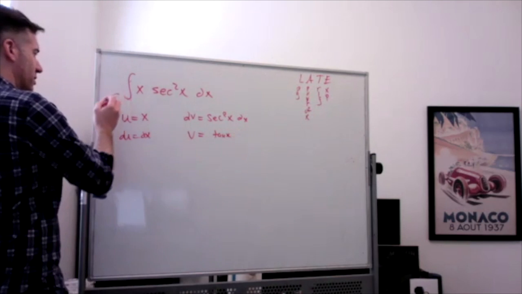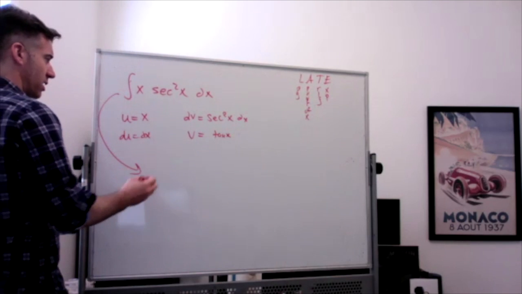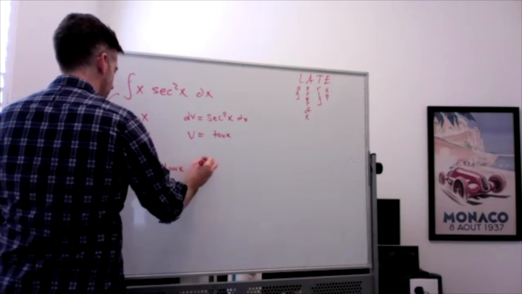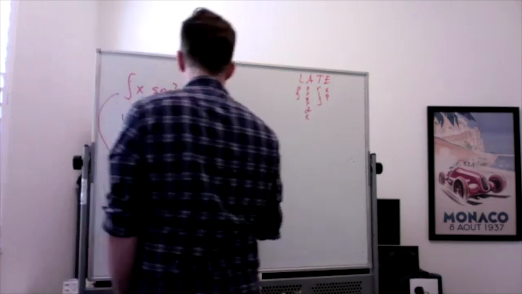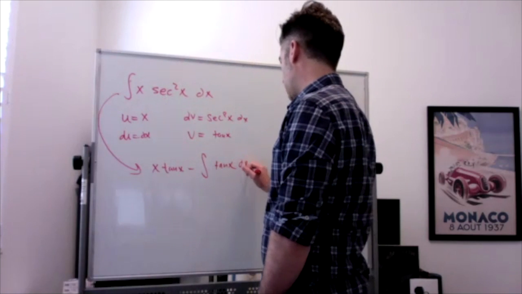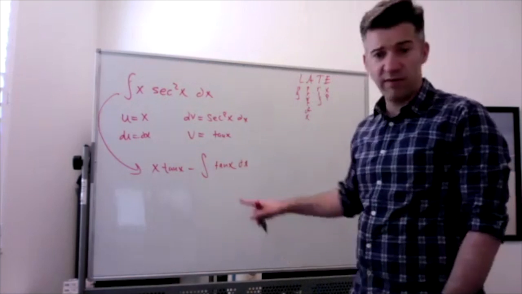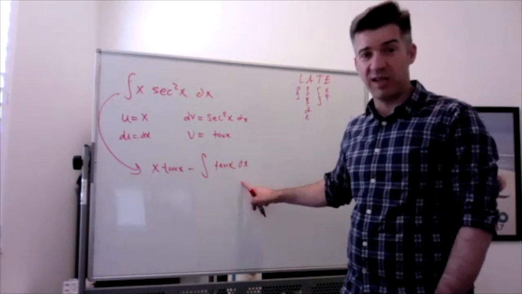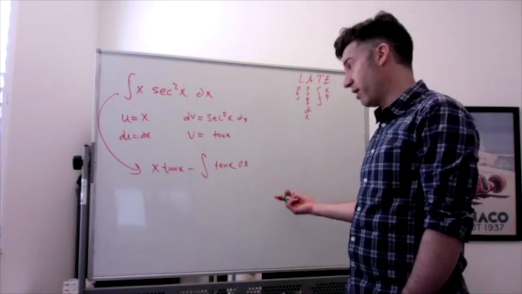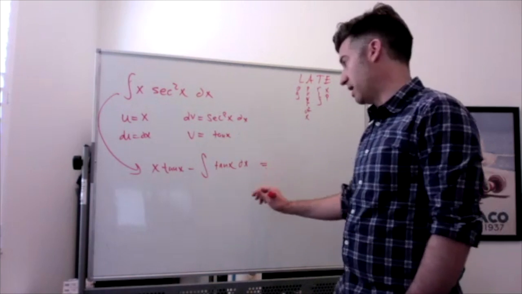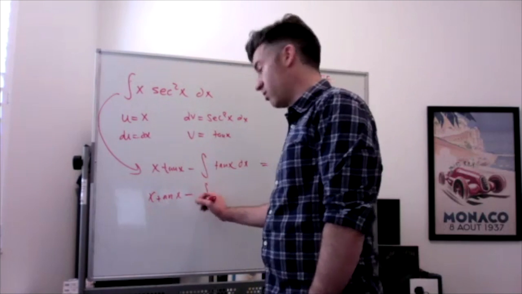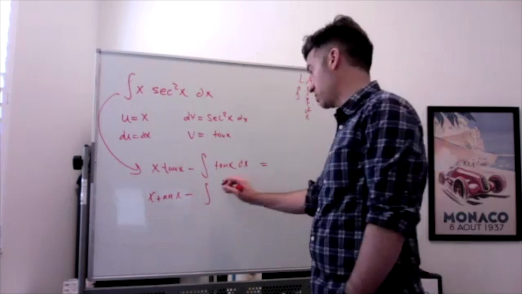Okay, so then throwing this all into the formula, we're going to get x times tangent of x minus the integral of v du, which is tangent of x dx. I believe we've talked about the integral of tangent x. The integral of tangent x is negative natural log absolute value of cosine. If you didn't remember that, you could write this as x tangent of x minus the integral of tangent, which is sine over cosine.